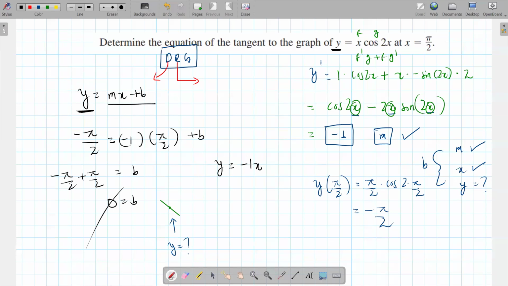Again, remember, it has to be in this form. So m is -1 plus 0, or you can ignore the 0. So that'll be the final answer for this question. Did that make sense?